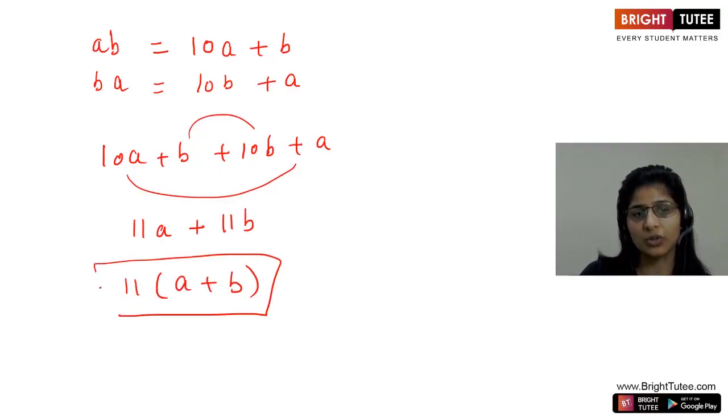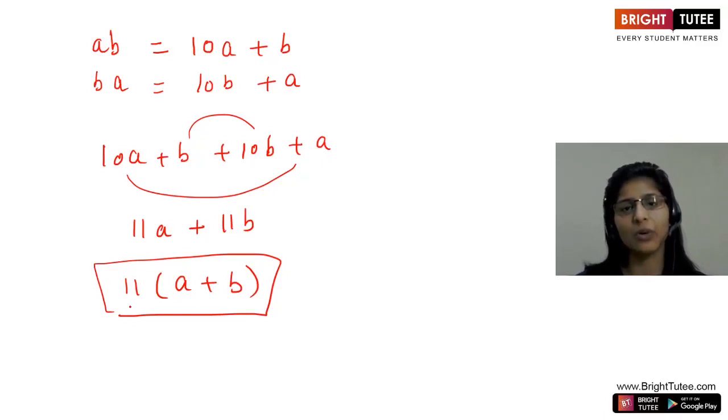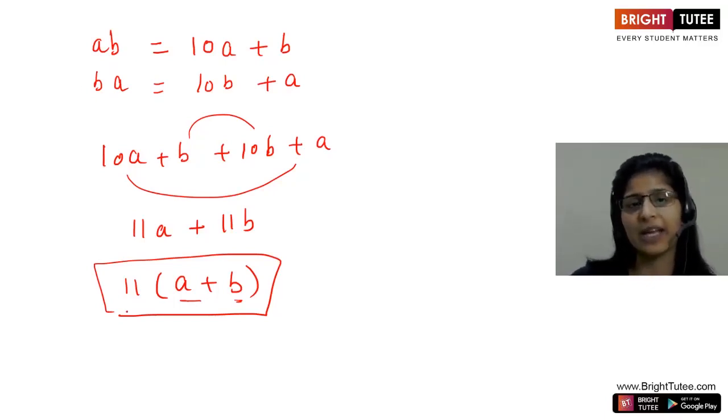Taking 11 common, we get 11 times (A plus B). So when a 2-digit number is added to the number formed by reversing its digits, AB added to BA is always a multiple of 11. Any 2-digit number you try, you will get 11 into A plus B. Now A plus B is the sum of the digits. A is the first digit, B is the second one. You add them and multiply by 11, and you get the answer. Clear? That's why she claimed the number would be exactly divisible by 11, because it is going to be a multiple of 11 and there won't be any remainder left. This was the reason she was claiming.